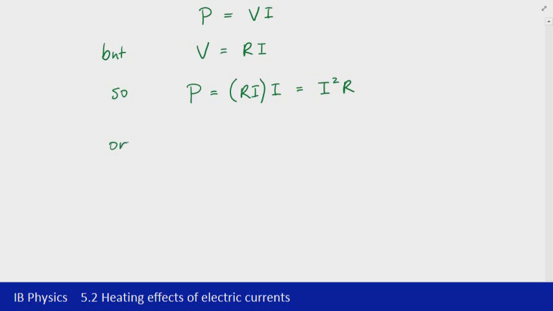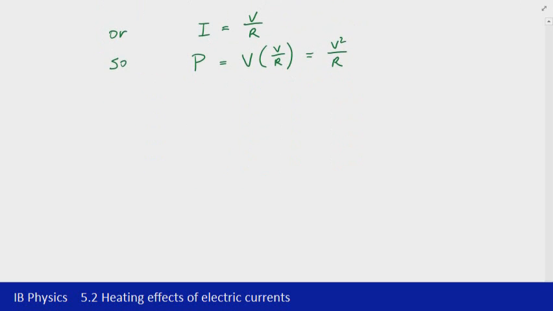Alternatively, we can use Ohm's law to identify that I is equal to V over R, and so we have a different form of the equation. We can substitute in there that P is going to be equal to V multiplied by V over R, so that's going to then be equal to V squared on R.